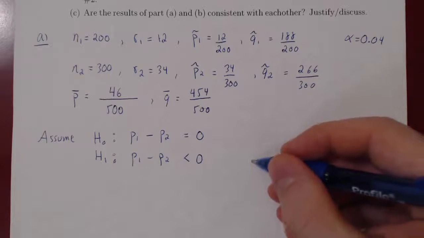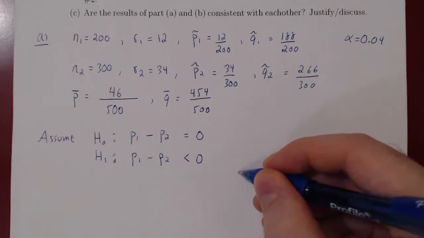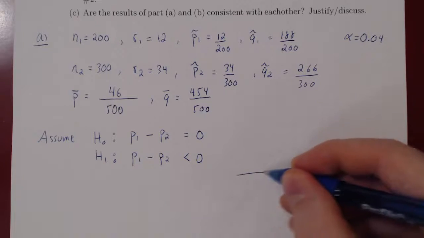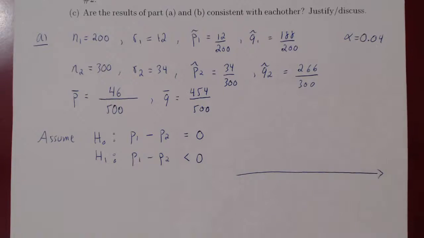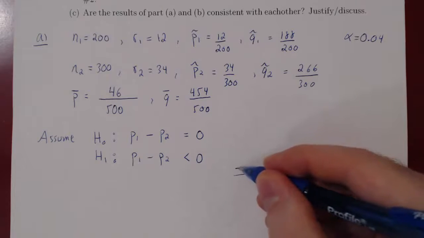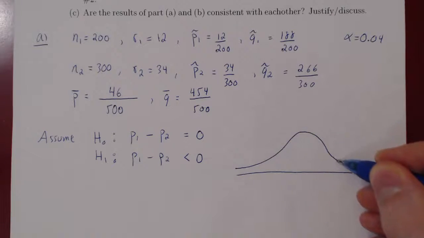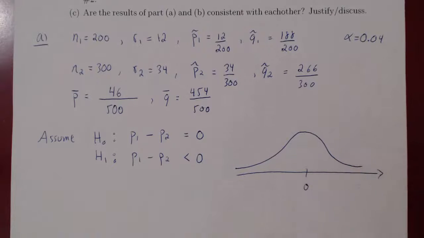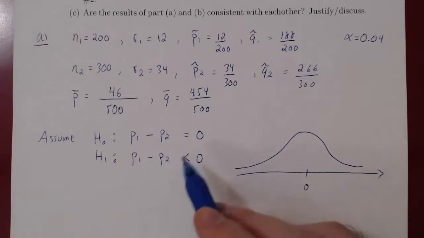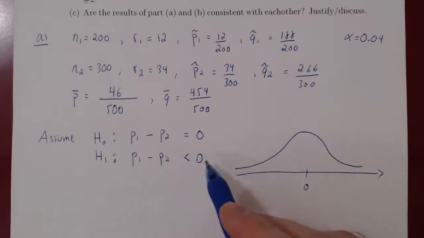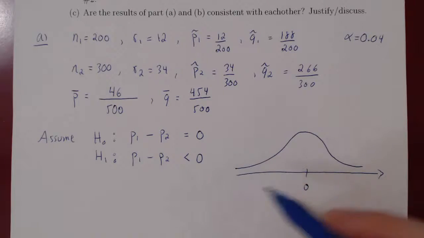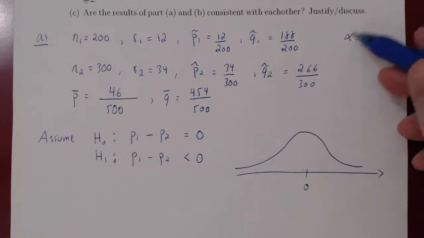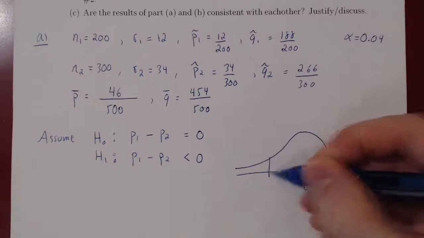Sorry about that. And so if we draw our standard normal distribution, the mean is therefore 0. And which part are we rejecting? Well, we have a left tail test, right? This is less than 0, therefore to the left. So we are going to reject the smaller 4% of values.